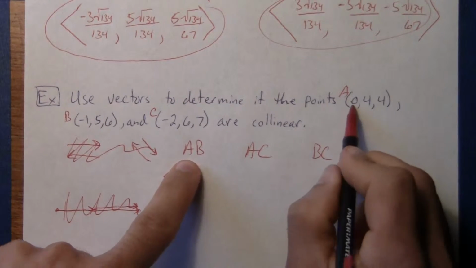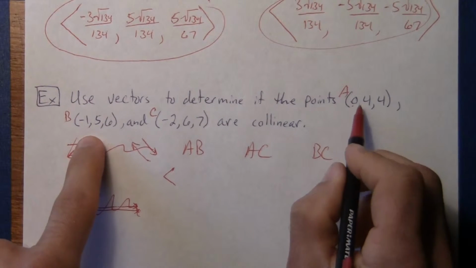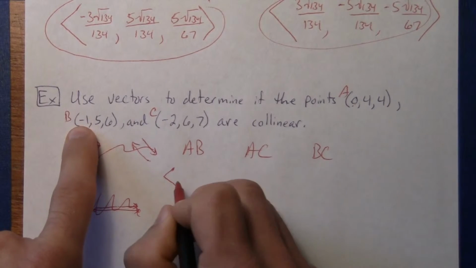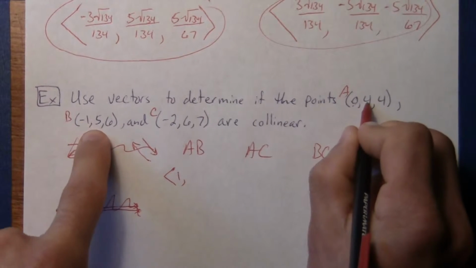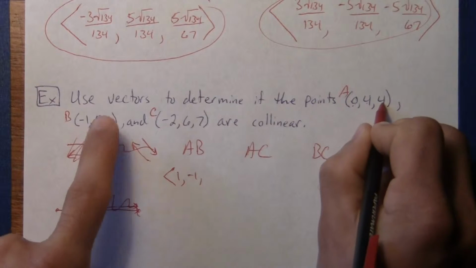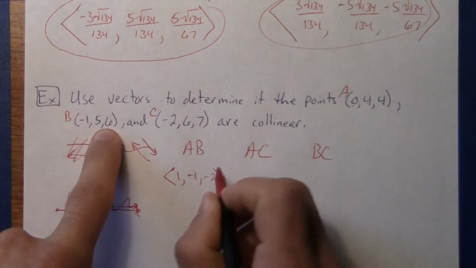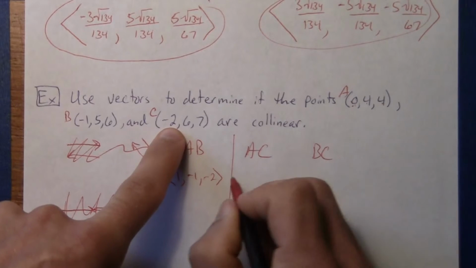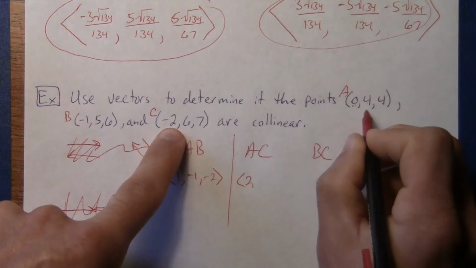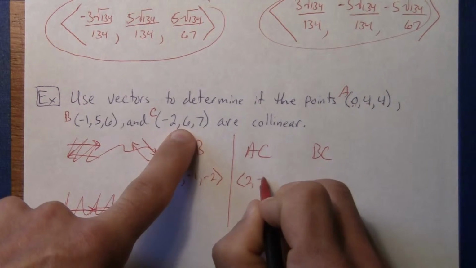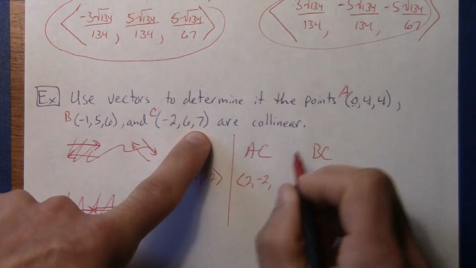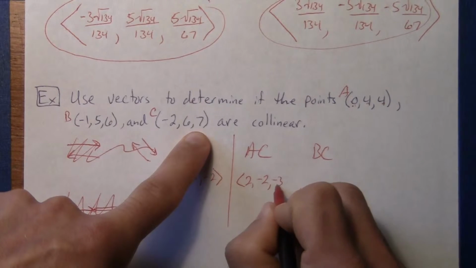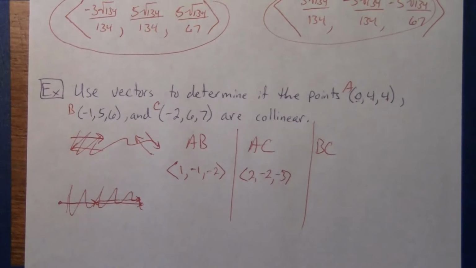Alright, so for AB, from A to B, it doesn't matter which way I subtract, so I'm going to take 0 minus negative 1, so 1, 4 minus 5, so negative 1, and 4 minus 6, so negative 2. There's the vector from A to B. From A to C, I'm going to say it's 0 minus negative 2, so positive 2, 4 minus 6, so negative 2, and 4 minus 7, so negative 3. And realistically, that's all I need.